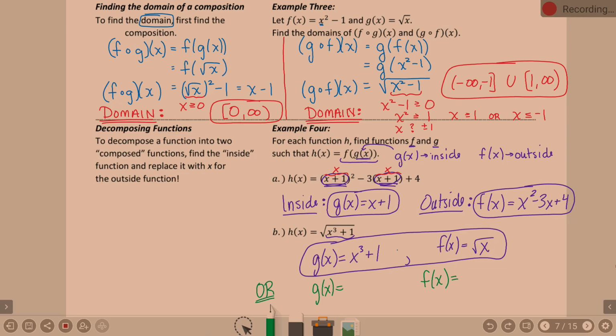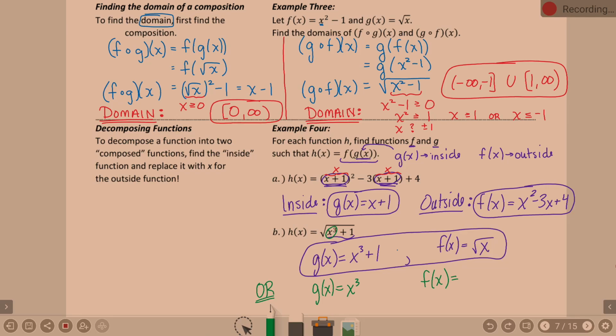So, what's another option that we could possibly use here? What were you going to say, Logan? I was just going to say that the inside was x cubed, and then the outside was the square root of x plus 1. Yeah. Okay. So another option is if we just use x cubed as the inside. To me, this is kind of the not as obvious answer, but it works.